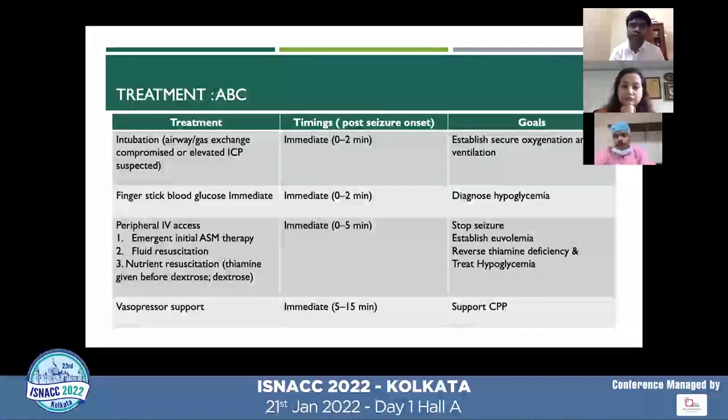A finger blood glucose examination should be done to diagnose hypoglycemia and treat accordingly. A good peripheral IV line should be secured to start emergent initial anti-seizure medication therapy within 5 minutes. Start fluid resuscitation. Nutrient resuscitation like thiamine should be transfused along with dextrose in cases of alcohol withdrawal, and vasopressor support should be initiated to support cerebral perfusion pressure.